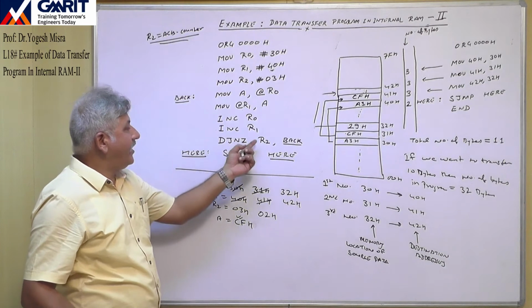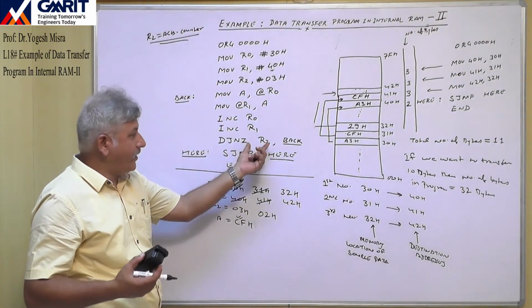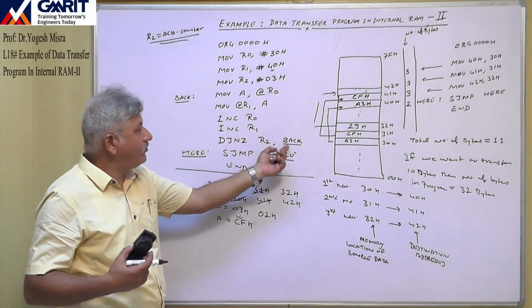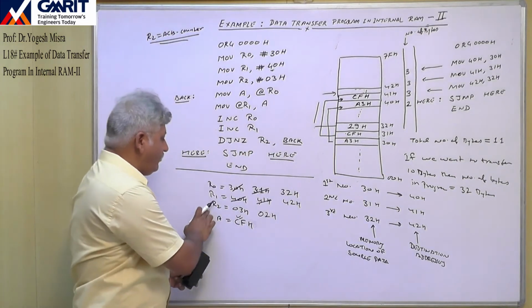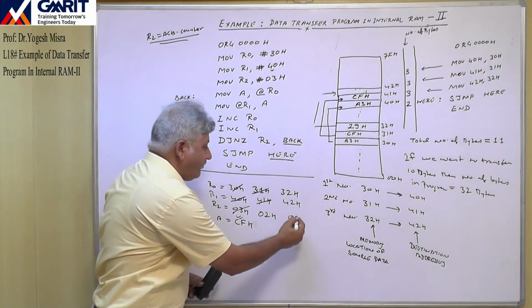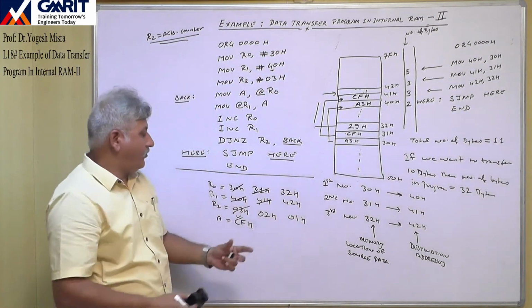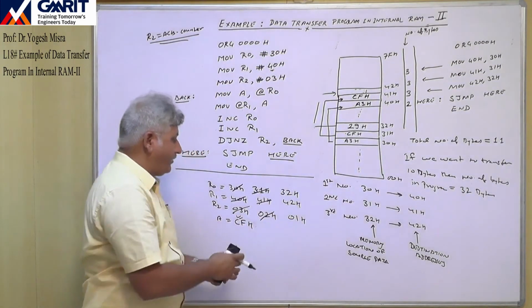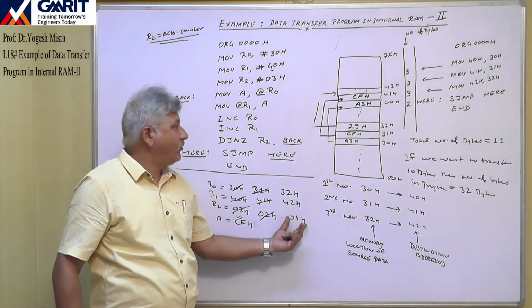DJNZ R2. R2 is decreased by 1. If it is not 0, go to the label back. So R2, right now it is 02, it is decreased by 1. So it will become 01. So it is not 0, so go back.